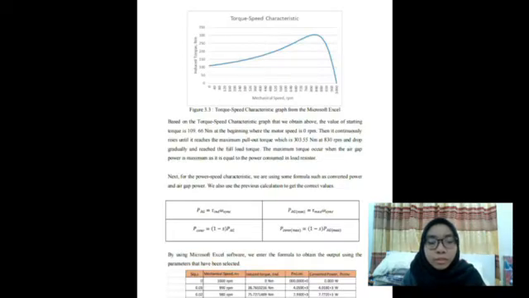Then it continuously increased until it reached the maximum pull-out torque, which is 0.355 Nm at 830 rpm, and dropped gradually and reached the full load torque. Next, for the power speed characteristic, we are using some formulas such as converted power and air gap power. We also use the previous calculation to get the values that we need. So this is the formula that we use.